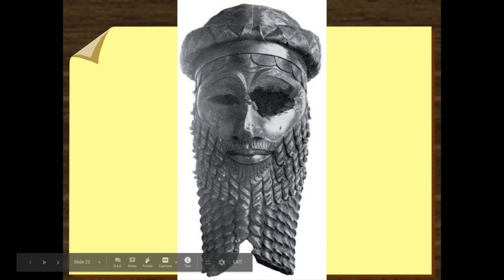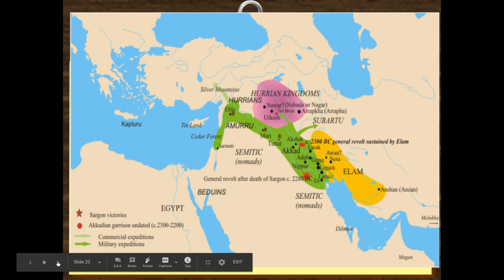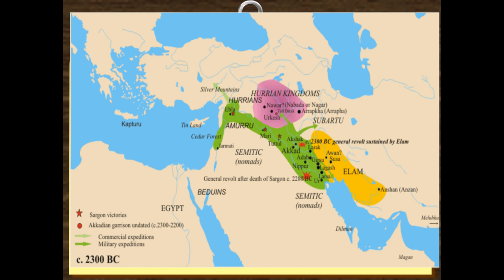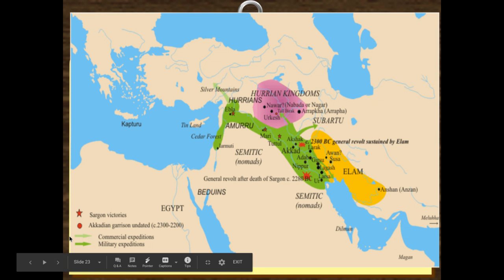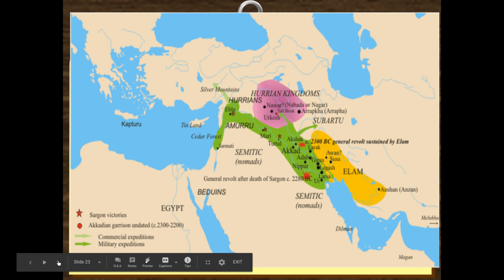So this is an image here of Sargon, a famous bust that has his eye knocked out for whatever reason. And this here in green is basically the empire of Sargon and the Akkadians, which they ruled from about 2300 for about 150 years or so, establishing a few dynasties.